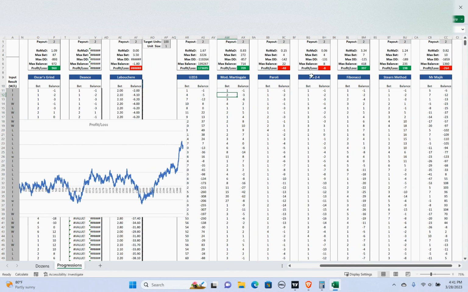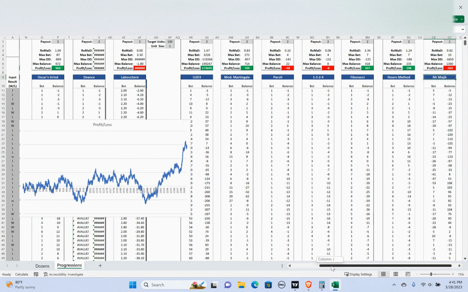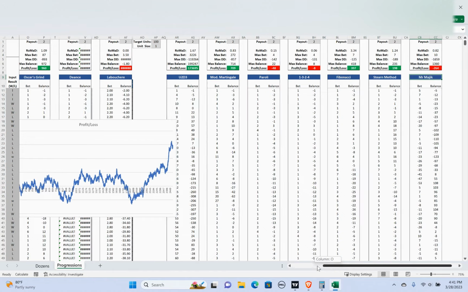Paroli, 1324, Fibonacci, the Stern method, and one called Mr. Magic. I made this so long ago that I don't even remember what this was, but it was something I did a long time ago. Maybe some of you know what that is, but honestly, I don't remember.